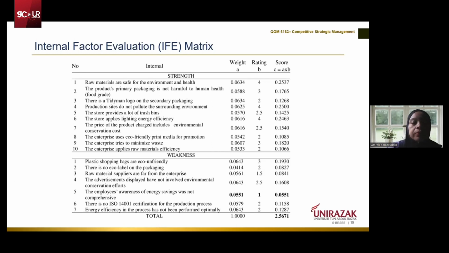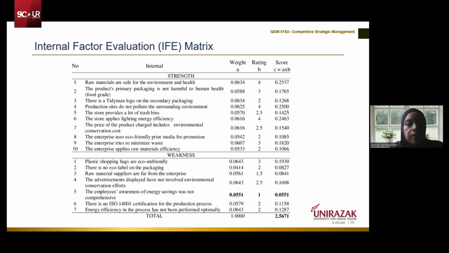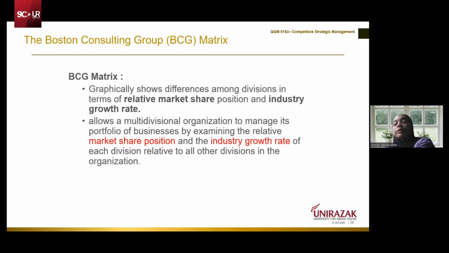Okay, right. So now we go to the BCG matrix. Don't worry, IFE and also EFE, I don't ask you to do, because I know it's beyond your reach. So the BCG matrix is actually for marketing. This is to know where you stand in the market share. Okay, so now we go to BCG.